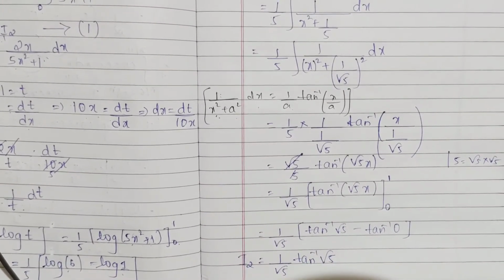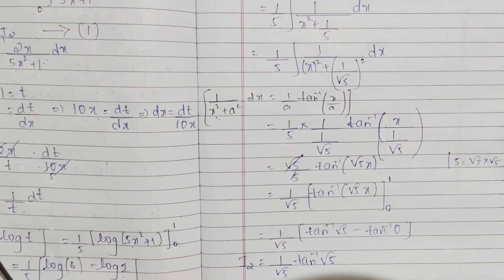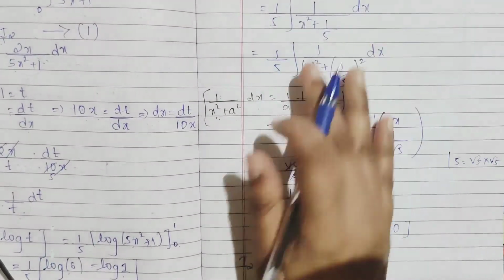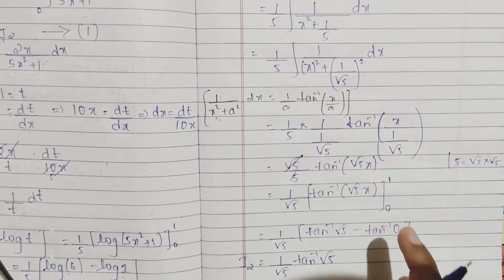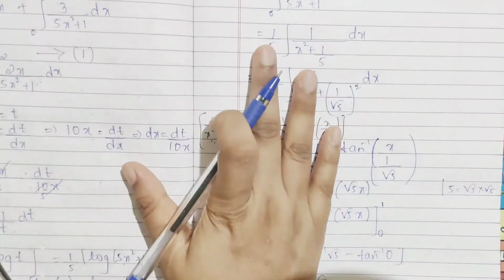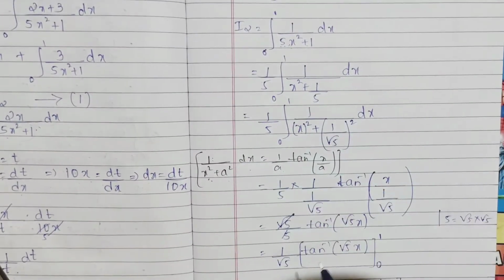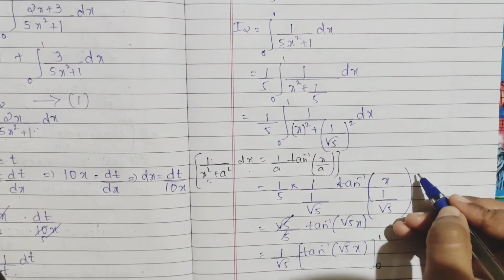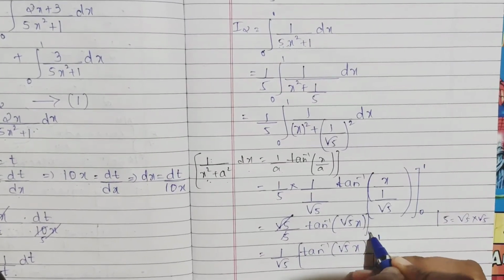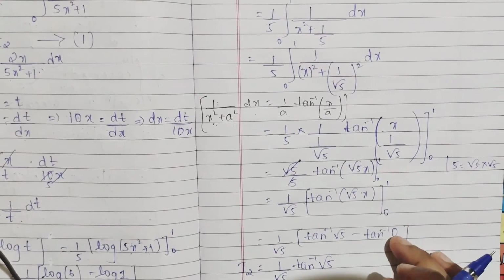Now, substituting your I1 and your I2 in your equation 1. I hope I am clear. See, if you are writing here only 0 to 1, 0 to 1, it's okay. But you should remember that you have to apply your limit. I will write here only 0 to 1, 0 to 1, 0 to 1. Here all you should write 0 to 1. Okay, if you don't write it, at the last you have to put it and do it.